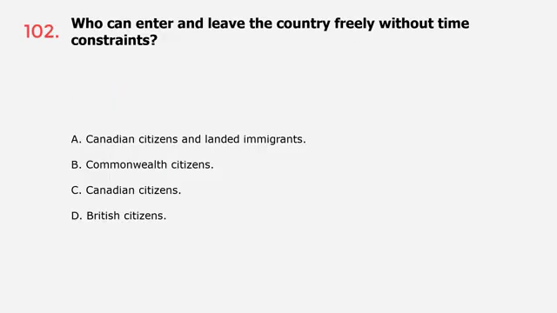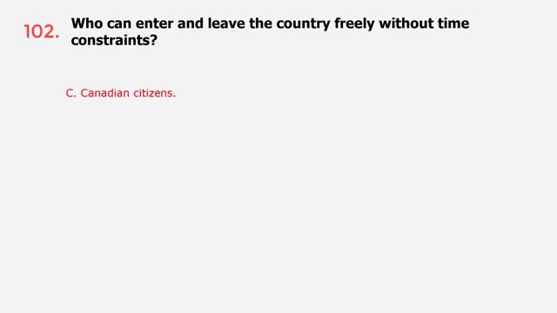Question 102. Who can enter and leave the country freely without time constraint? A. Canadian citizens and landed immigrants. B. Commonwealth citizens. C. Canadian citizens. D. British citizens. The answer is C. Canadian citizens.